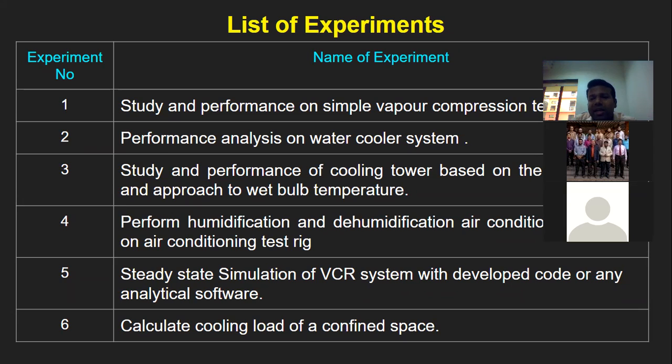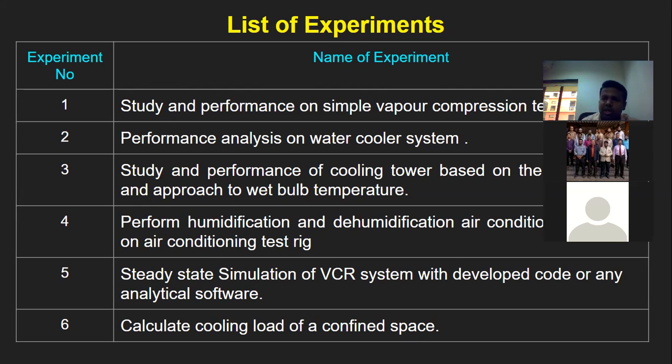Next is calculate the cooling load of confined space. See, this is experiment number 6, which you are supposed to do on your own. You need to calculate the cooling load requirement at your home. What is the cooling load requirement of your home based on the available area, based on the temperature, all those things you need to consider while calculating the cooling load for a confined space. So see, we have a combined setup here.